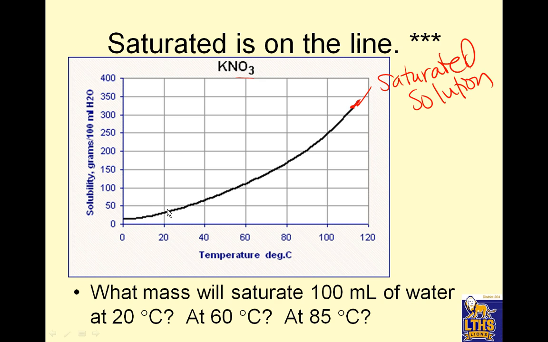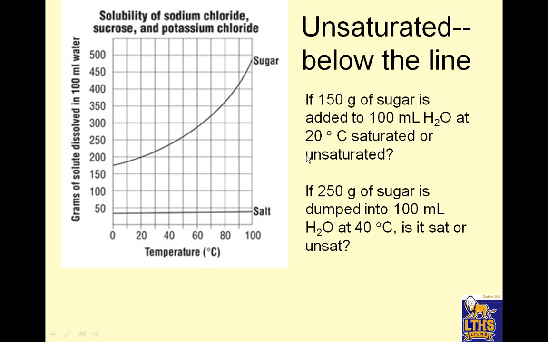Okay? So at 20 degrees, you can get about 45 grams of KNO3 to dissolve. At 60 degrees, you can get about 110 grams of KNO3 dissolved. At 85 degrees, you can get a whopping 200 grams of KNO3 to dissolve. Okay. What else can you see from a solubility curve?